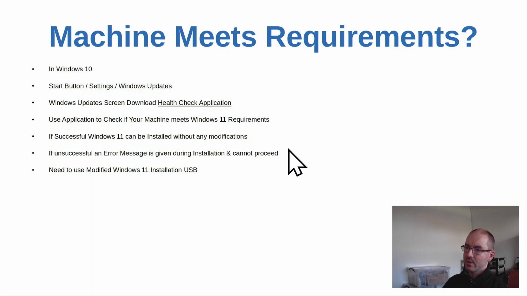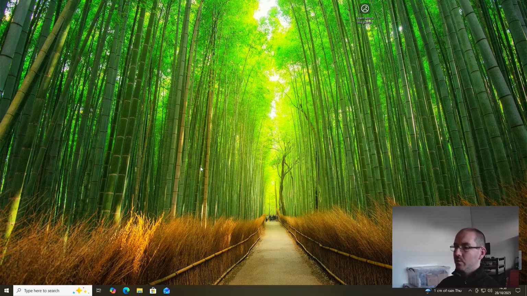If unsuccessful, an error message is given when you're installing Windows 11 on that machine, and it won't allow you to proceed with installation. And if that's the case, then you'll need to use a modified Windows 11 installation USB to install Windows 11. I'm going to show you how to do that. And I'll also show you what happens when you try to install Windows 11 on a machine that doesn't meet requirements. So we're in Windows 10 here.